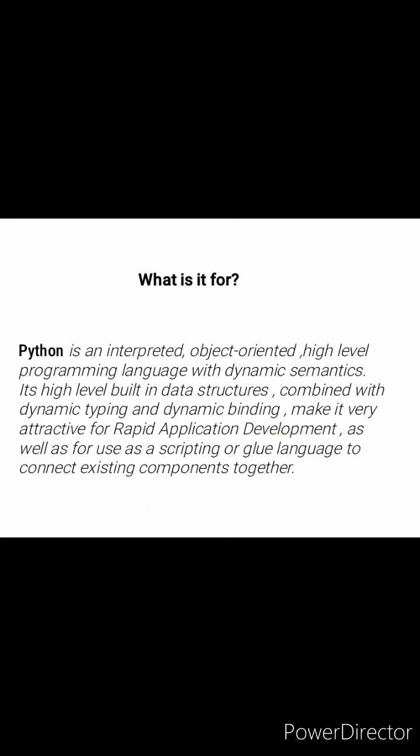What is it for, or what is Python for? Python is an interpreted, object-oriented, high-level programming language with dynamic semantics. Its high-level built-in data structures combined with dynamic typing and dynamic binding make it very attractive for rapid application development, as well as for use as a scripting or glue language to connect existing components together.